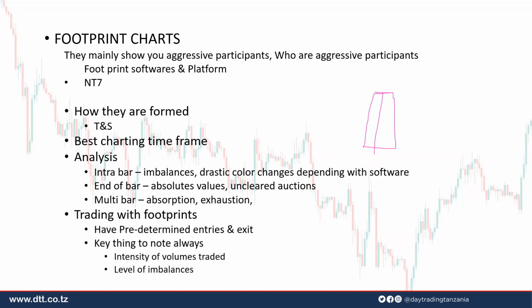So excuse my drawing, I know it's a terrible drawing. Let me try to redraw that. So we have the bid side, and we have the ask or offer side. While we are assessing the footprint, it means we are looking at those participants on the left, those sellers that sold into the bid. And on the ask, we're looking at those buyers that bought into the offer.